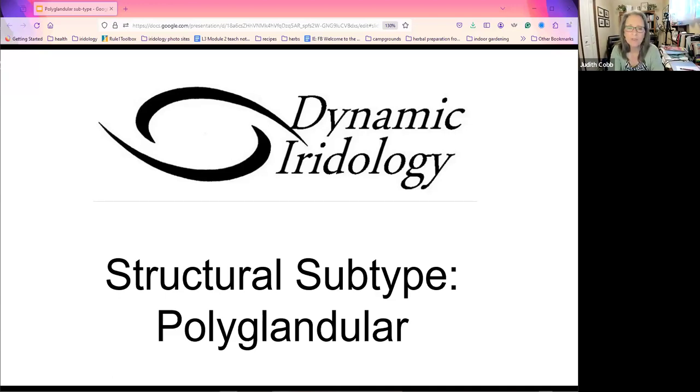Then we look at the structural subtype. That's what we're looking at today: one of the 4 structural subtypes that we see in constitutional iridology. When we have these 3 layers of assessment, and that's before we start slicing and dicing and looking at nitty-gritty things, we look at the constitution, constitutional subtype, and the structural subtype.